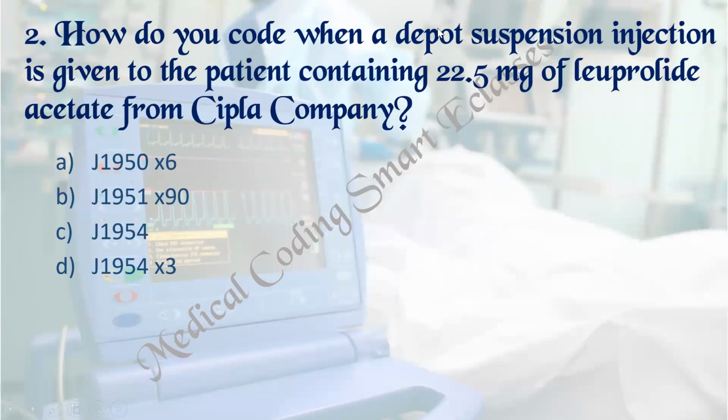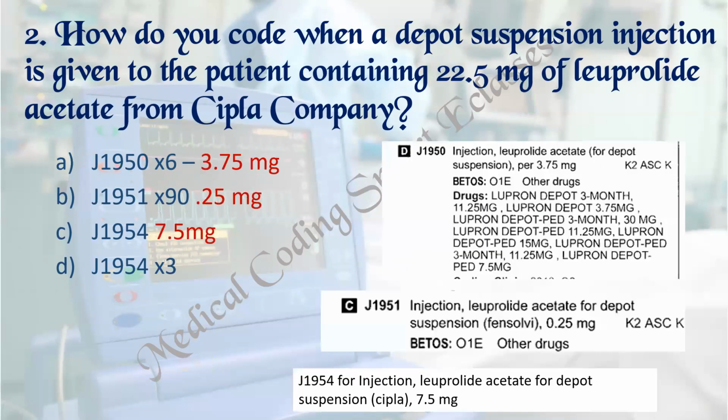How do you code when a depot suspension injection is given to a patient containing 22.5 mg of leuprolide acetate from Cipla company? J1950 is injection, leuprolide acetate, per 3.75 mg, and J1951 is 0.25 mg. J1954 is 7.5 mg. Let us look at the one with the highest value.